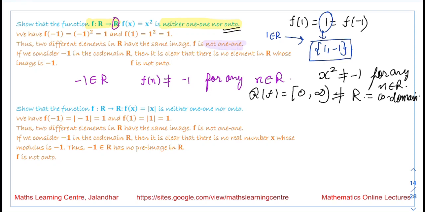So you can use any of these methods. You can also use the graphical method over here. We are drawing the graph of this function. We are saying the graph of the function y = x² is like this. You draw a line parallel to the x-axis.